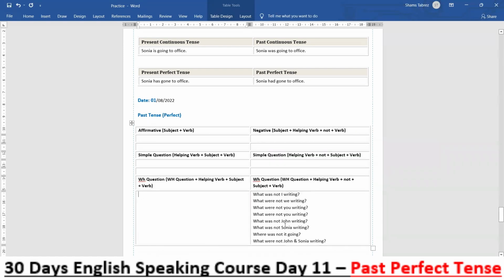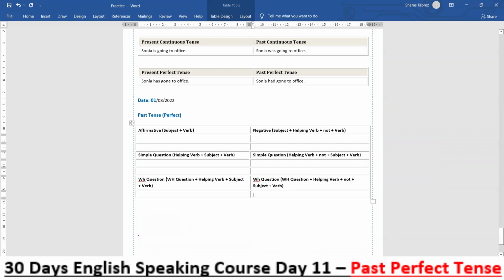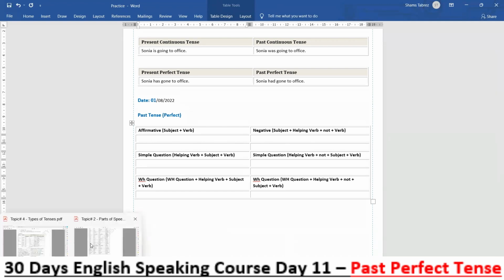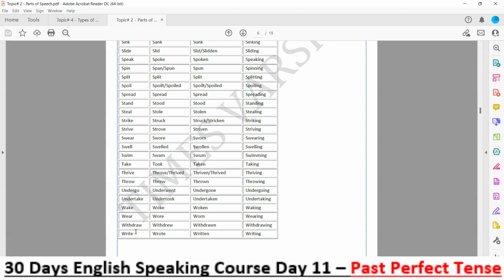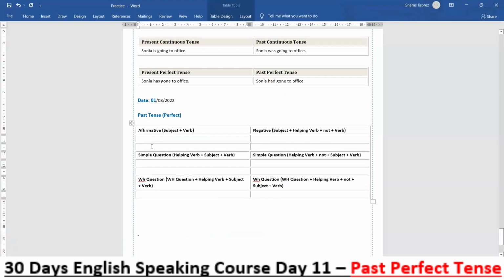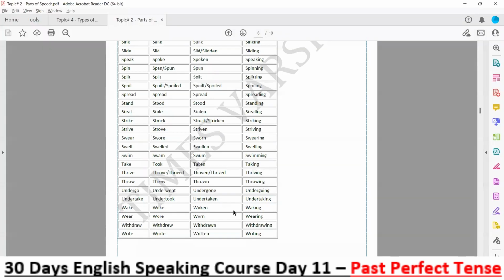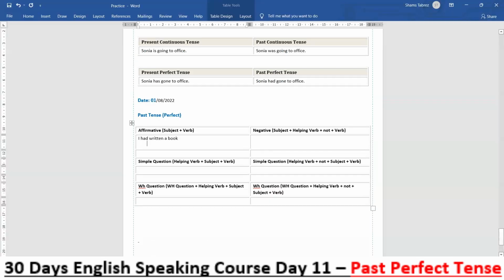I had wrote a book. Write, wrote, written. Written is the third form of the verb. Write is the first form, wrote is the second form, written is the third form. In past perfect tense, the third form of the verb is used. So you should say, I had written a book. Third form of the verb, written.